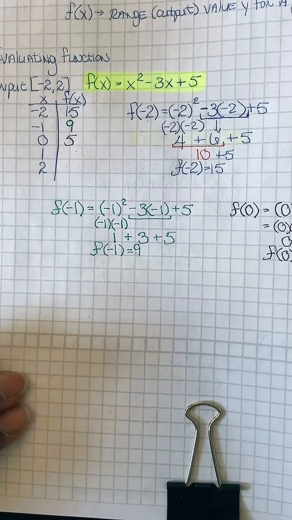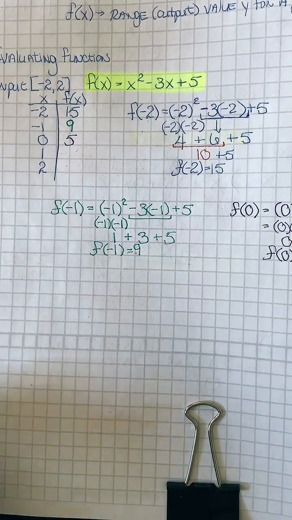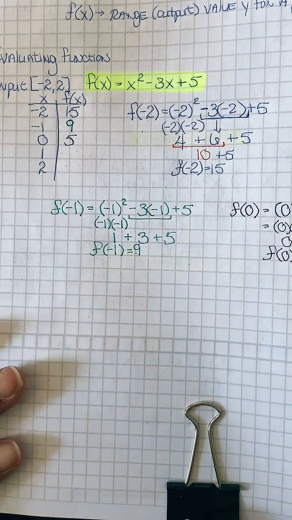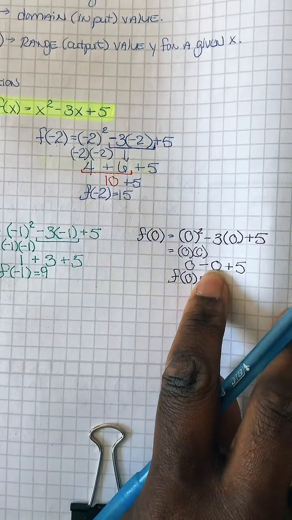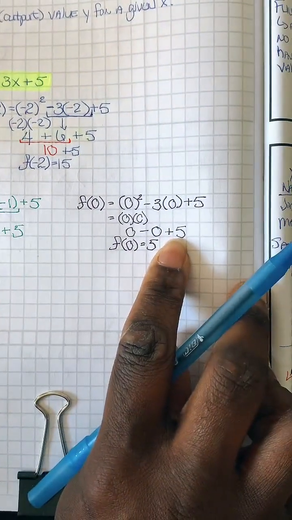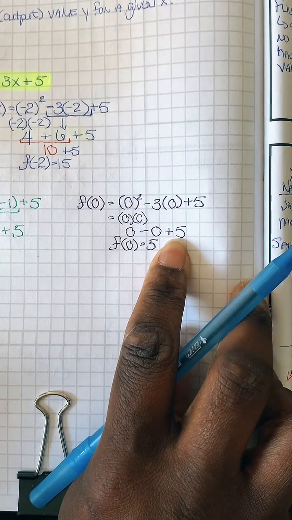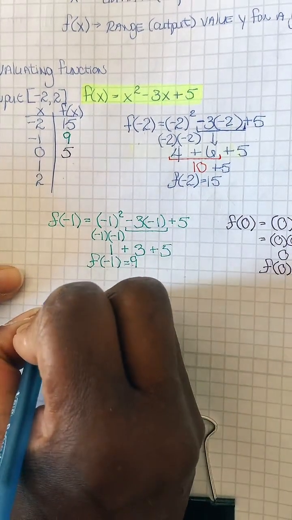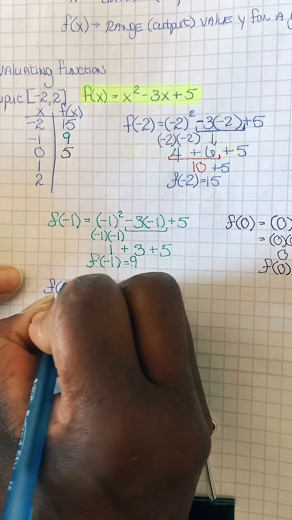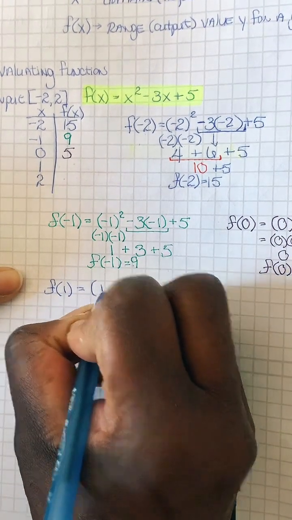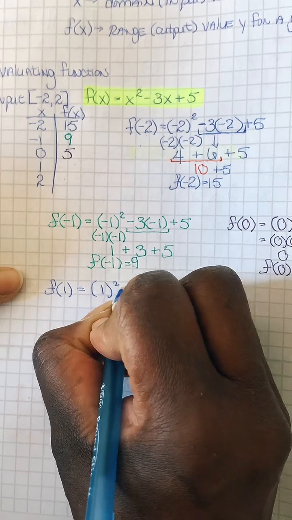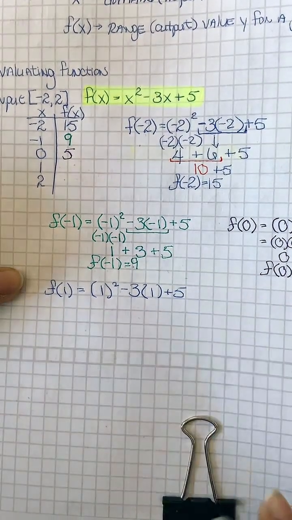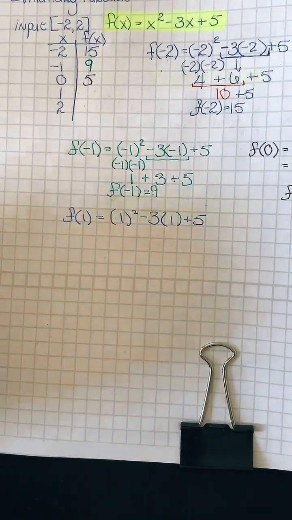Okay, let's try it again. Questions with that one before we get to the next one? Okay, so 0 minus 0 gives me 0, and 0 plus 5 will give me 5. All right, so now let's try. We have our f of 1. So that means everywhere we see an x, we're going to put a 1. Let's see if you guys can see that.